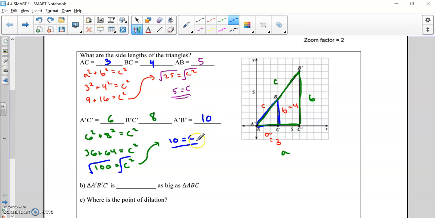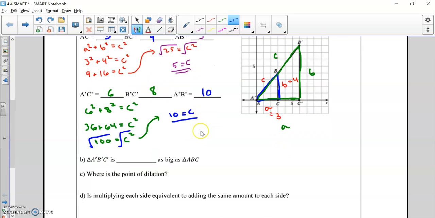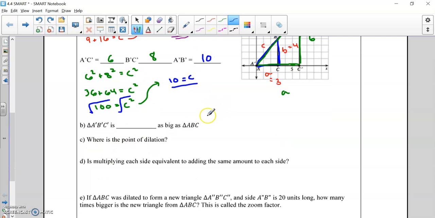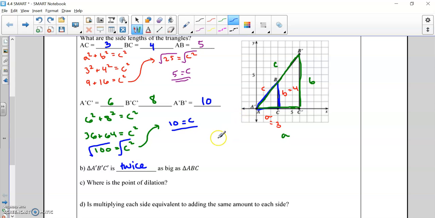So here's the deal with that. Now we did that the long way. But because the bigger triangle is actually a dilation of the smaller one, there is a scale factor that we can use to figure those pieces of information out more quickly. To get from this one, which had a side of 3, to 6, we multiplied by 2. To get from 4 to 8, we multiplied by 2. Sure enough, to get from 5 to 10, we also multiplied by 2. And that is how we know that triangle A prime, B prime, C prime is twice as big as triangle ABC, because the scale factor was 2.